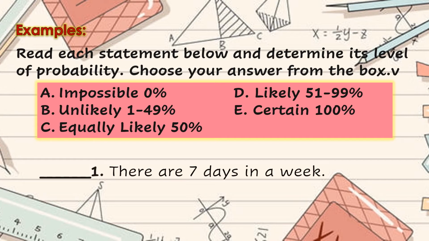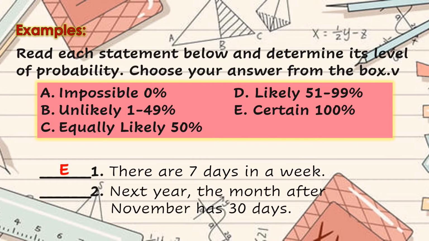For number 1, there are 7 days in a week. The probability is certain. Ayan. So, wala naman tayo kasing week na 5 lang ang araw, 6 lang ang araw, o 8 ang araw, di ba? It is certain that in a week, there are 7 days.